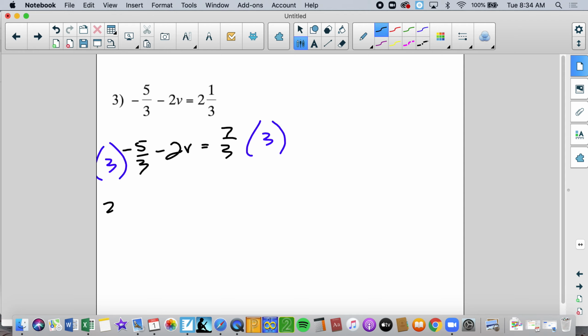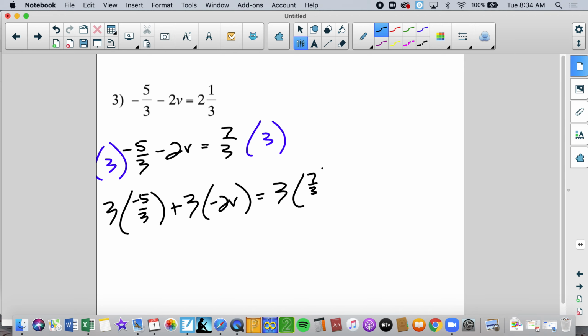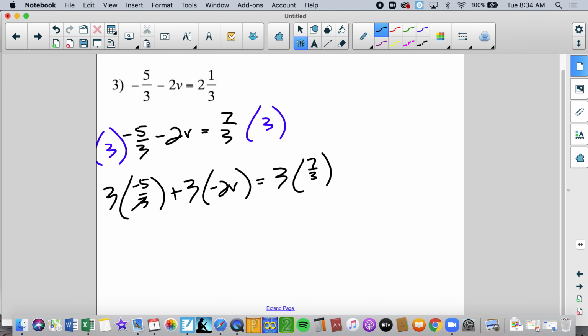So I have 3 times -5/3 plus 3 times -2v equals 3 times 7/3. The 3's cancel. You're left with -5. You have positive 3 times -2v, which is -6v. The 3's cancel. You're left with 7.